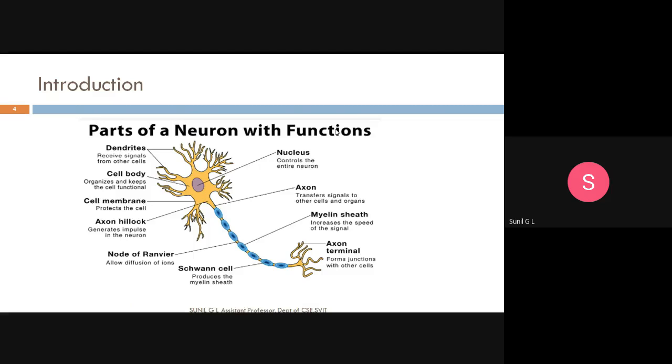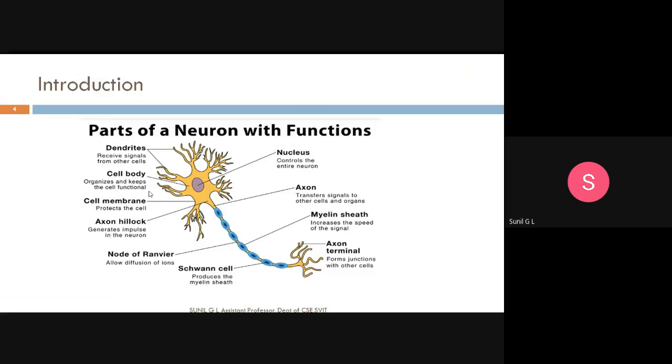In the human brain, the basic element is the neuron. When you take a neuron, we have dendrites, which receive signals from other cells. This is the cell body, which organizes and keeps all functions going. This is the nucleus, the center that controls the entire neuron. Then the axon transfers signals to other cells, and the axon terminal forms the junction with other cells. The dendrites, axon, and nucleus are very important, and the cell body keeps the cell organized and functioning.